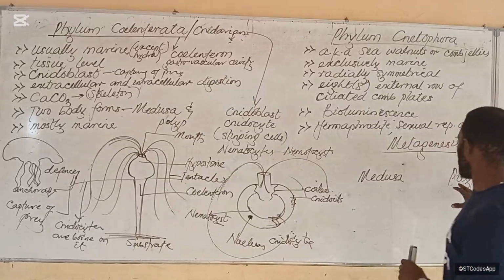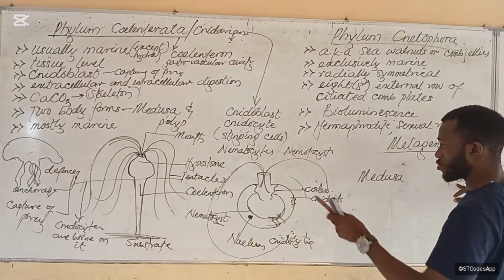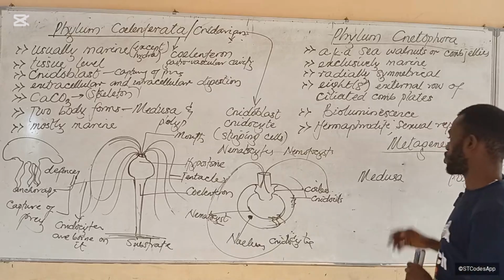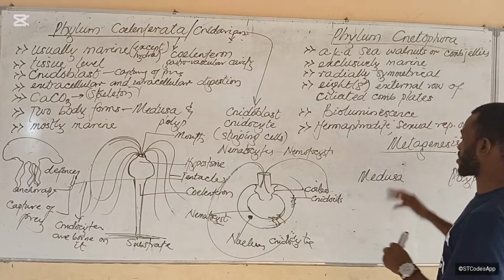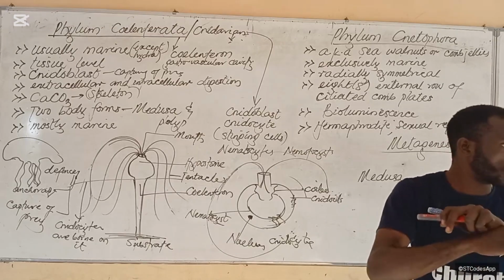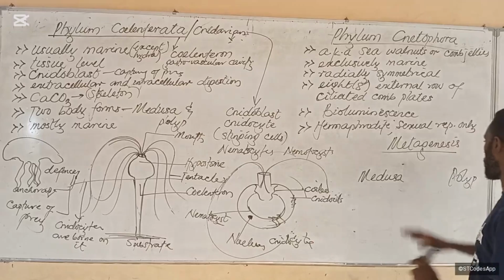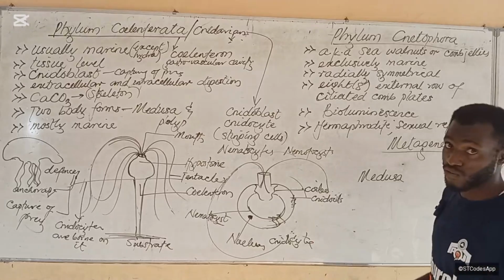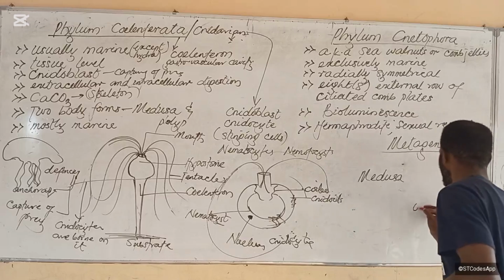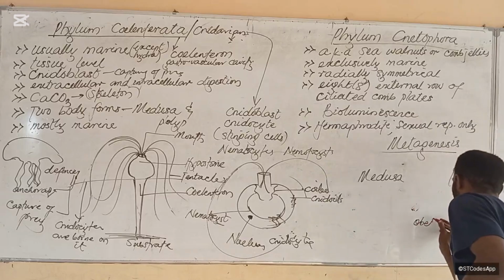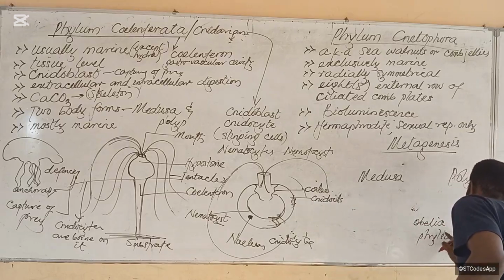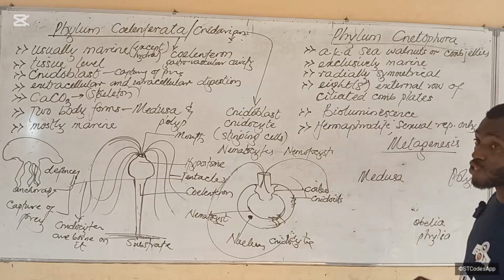So, for example, hydra exists as only a polyp, and jellyfish exists as only a medusa in its lifetime. It does not change its body form. Hydra too does not change its body form from polyp. But you now see some, like the obelia, examples like obelia that I gave the other time, and physalia, they exhibit alternation of generation.